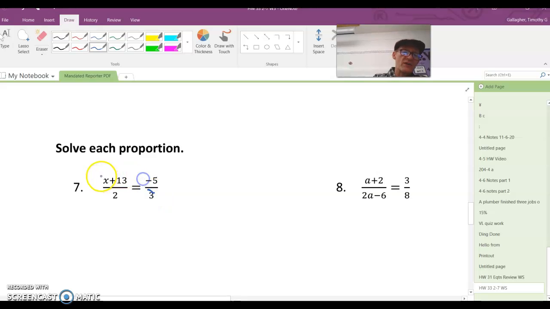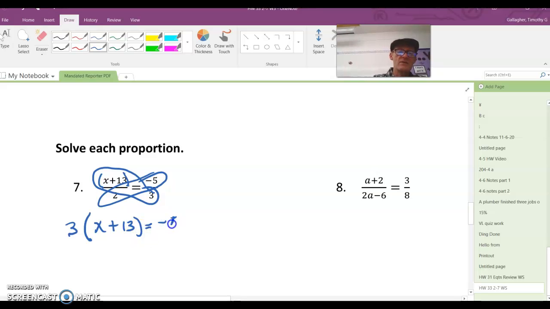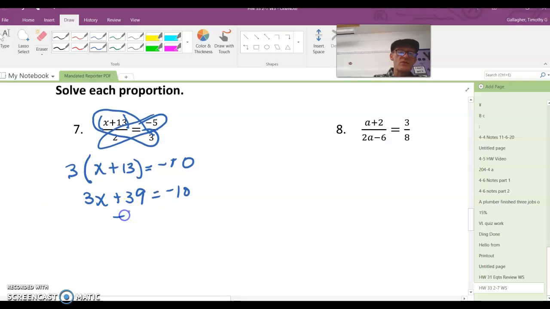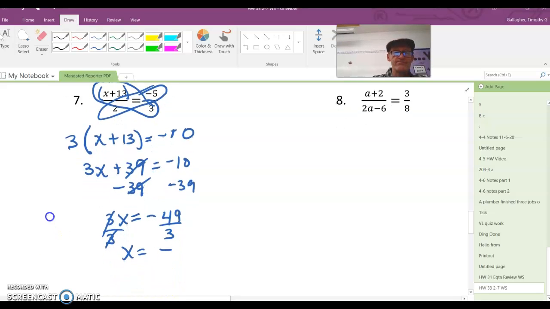Much of the same thing. Don't forget to group. You get 3 times x plus 13 equals negative 10. And you get 3x plus 39 equals negative 10. If I subtract 39, like I'm supposed to here, I get 3x equals negative 49. And divide by 3, divide by 3. Now x equals negative, I think negative 16 1/3.